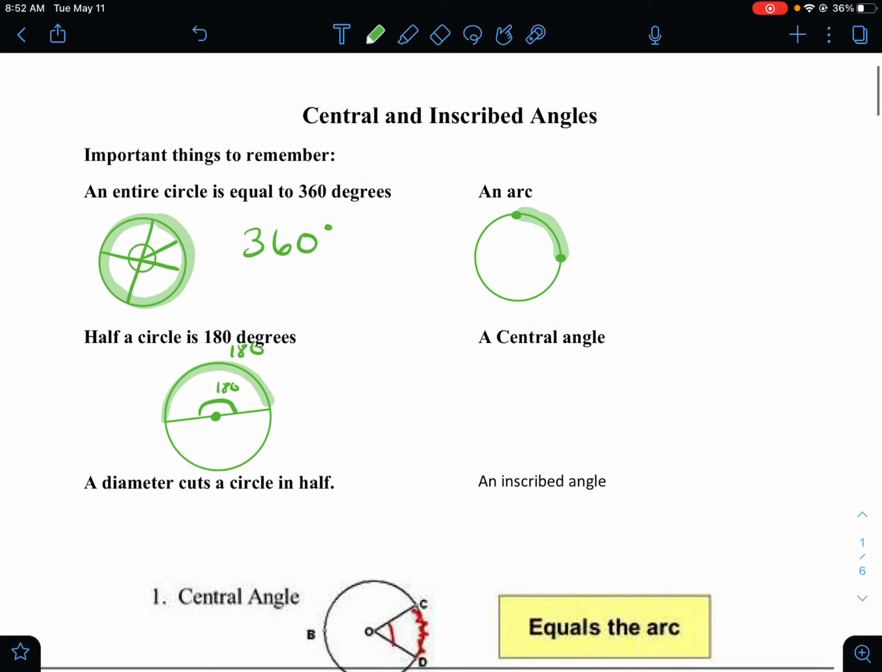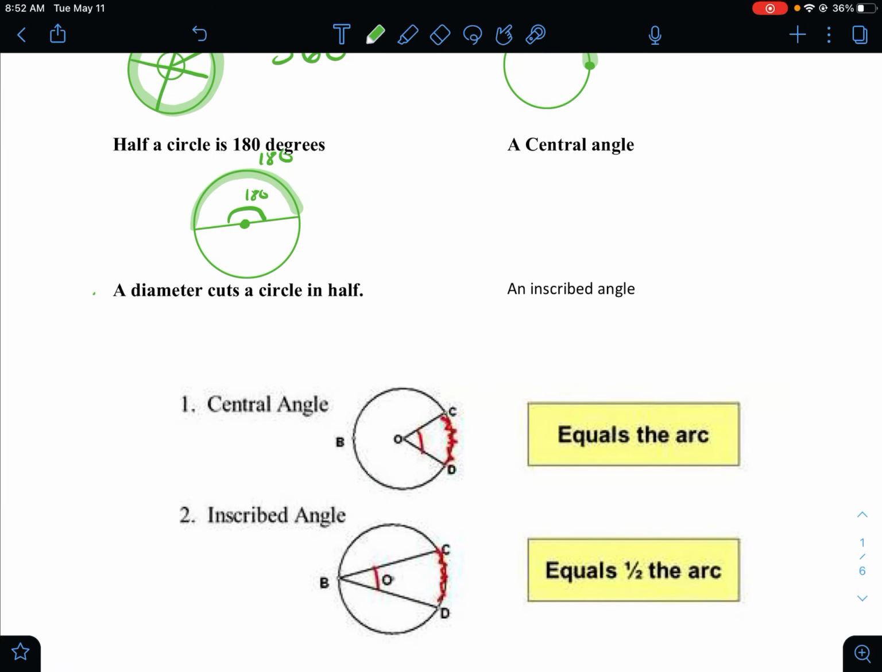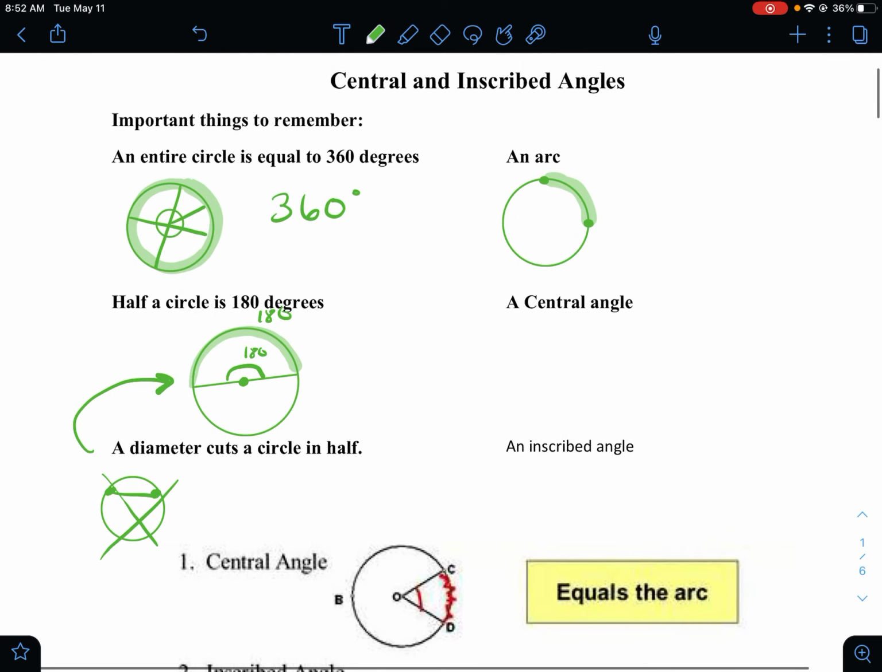An important piece of information is that a diameter cuts a circle in half. Only a diameter does. If it doesn't go through the center, it doesn't cut it in half. Like this is bad, it doesn't cut the circle in half. In order for it to cut it in half, it needs to go from one end through the center to the other end. And then we have some terminology.